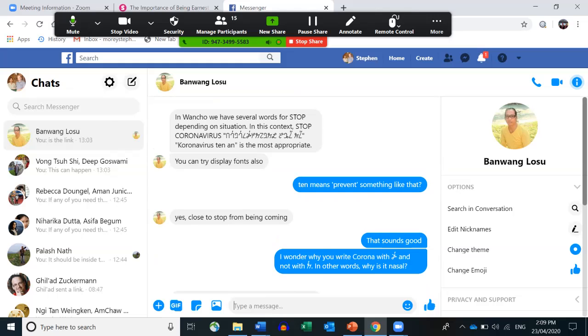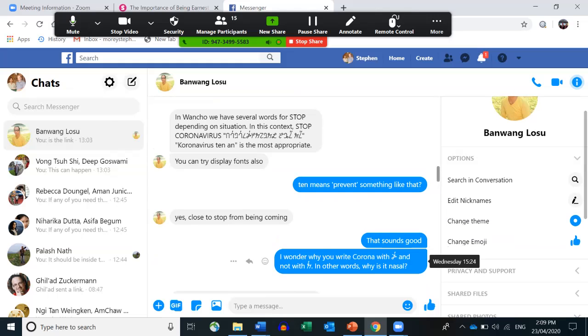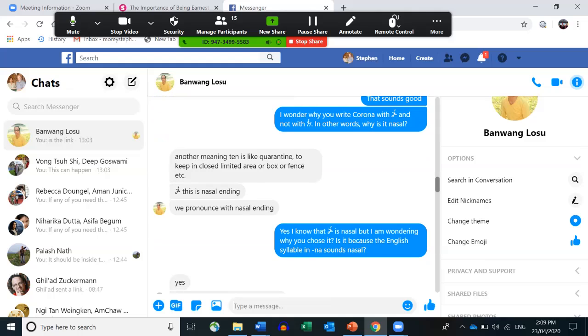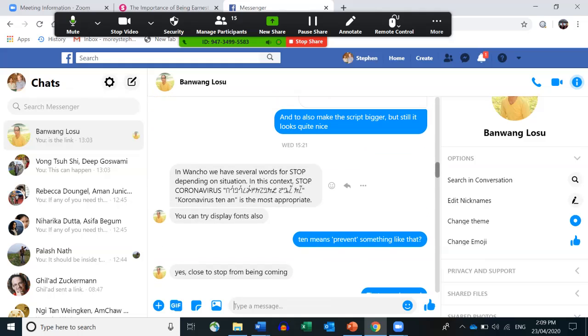And then I was able to have a discussion with him about why do you write the word corona with a nasal R rather than with the non-nasal R? And we were able to have that discussion. He said we pronounce it with a nasal ending. I don't know why, but they do. And so this Wancho language has this nasal distinction for the lower vowels, not the high ones, as far as I remember.